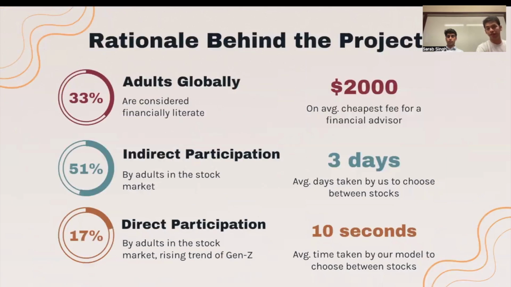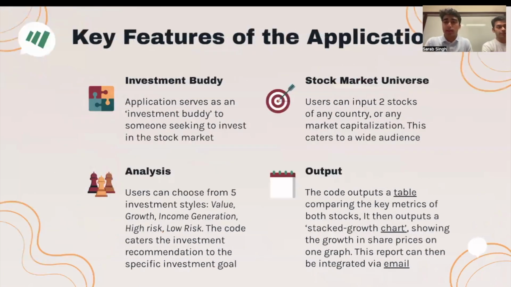Some reasons for making this project. We were staggered to learn that about 30% of people in the world are considered financially literate, which we thought was really low. And even though there's about 51% participation in the stock market, that's actually indirect because only 17% is direct. We thought that it was really expensive and really time consuming to actually choose stocks ourselves, which is why we wanted a quicker option and a cheaper option, which our model can do for free and in about 10 seconds.